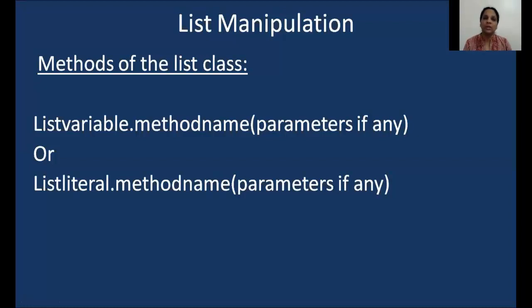Now all these methods are going to be accessed or used in your program using the following syntax that you see on the screen. You write the name of the list variable, you write dot, you write the name of the method that you want to use, and if the method takes any parameters, then you write the parameters in bracket. Another alternative way is, instead of writing the list variable, you could directly write the list. That's called the list literal. Dot the method name and parameters if any. So let's start learning one method at a time. All the methods of the list class.